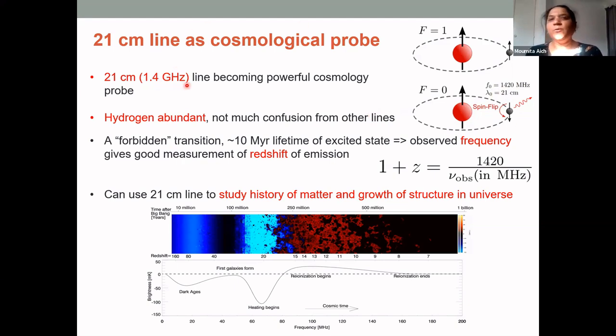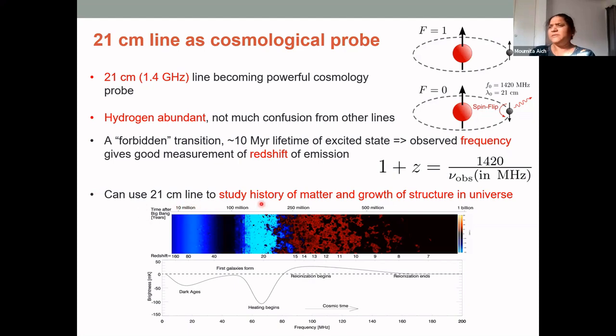So the 21 centimeter or 1.4 gigahertz line emission is becoming a powerful tool in cosmology. The reason it's becoming so popular is that hydrogen is the most abundant element in the universe, and you don't get any confusion from other emission lines. It's a forbidden transition with a lifetime of the order of 10 to the power 10 megayears. When you observe the frequency, that gives a very good measurement of the redshift just by using the redshift equation. If you are measuring at a redshift z, you will observe the frequency nu observed, where 1420 megahertz is the frequency of the spin flip transition, right? So this is the equation which we need for 21 centimeter cosmology.